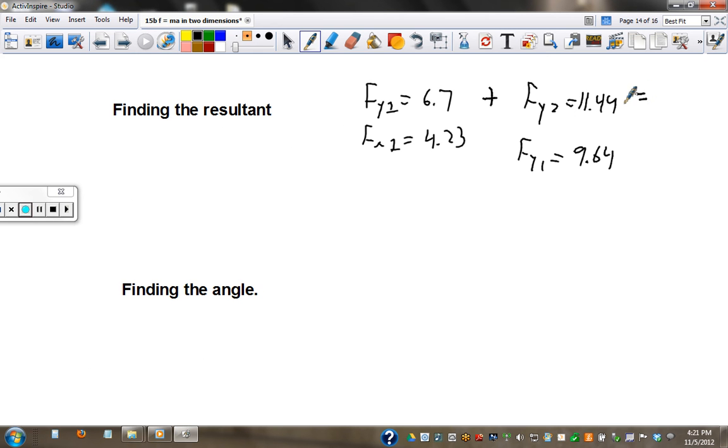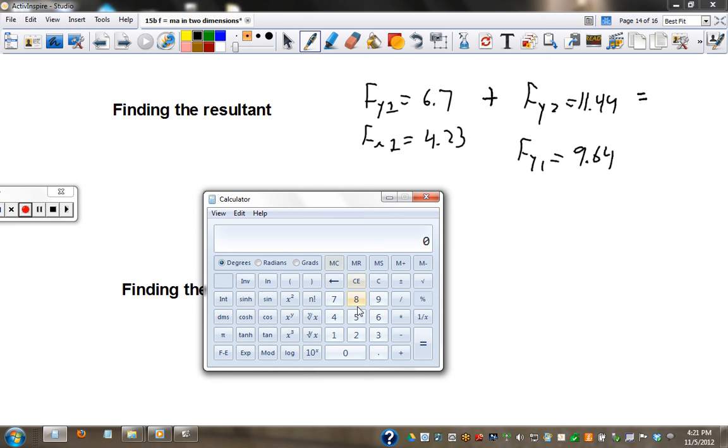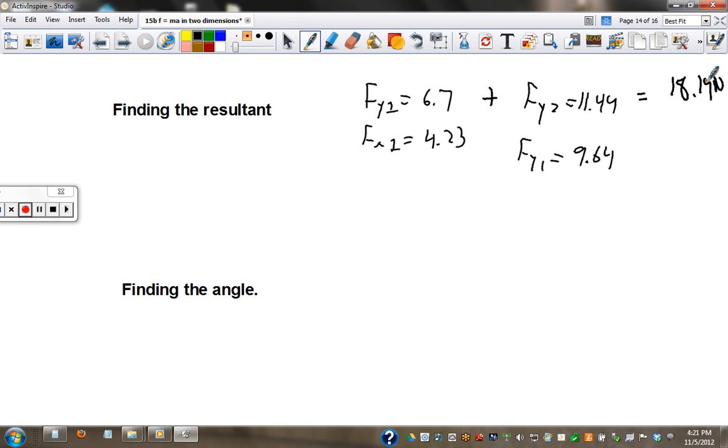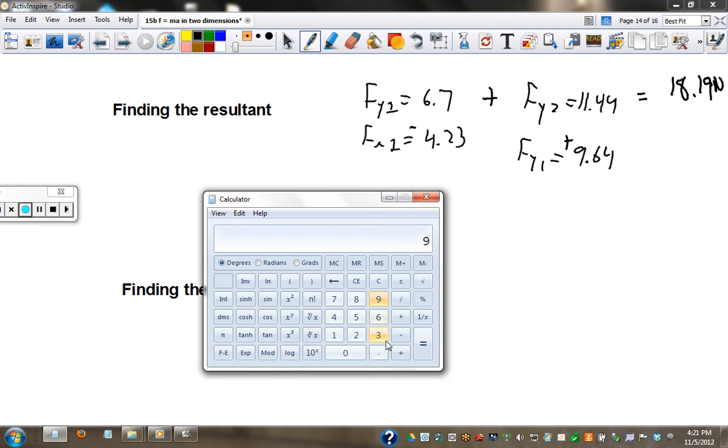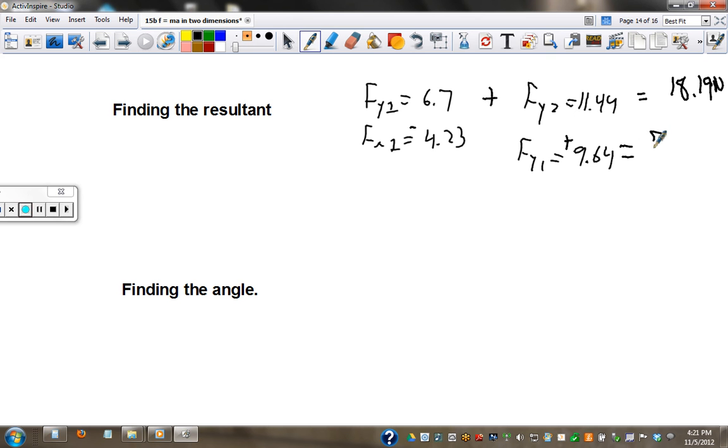These add together equals, let's find out the total y direction. 6.7 plus 11.49 equals 18.19 newtons. In the other direction, one's stronger, so I'm going to call this positive and this negative. I can just choose. 9.64 plus minus 4.23, that was close, equals 5.41. We have a total of 5.41, and in the y direction way up here, we have 18.19 newtons.